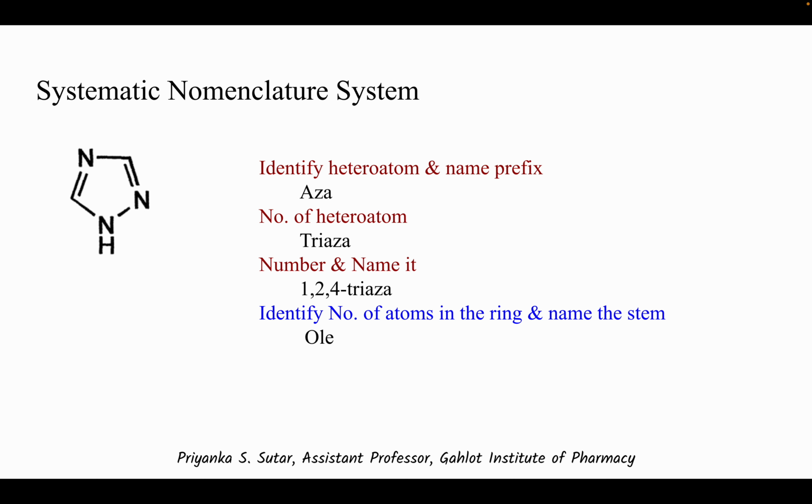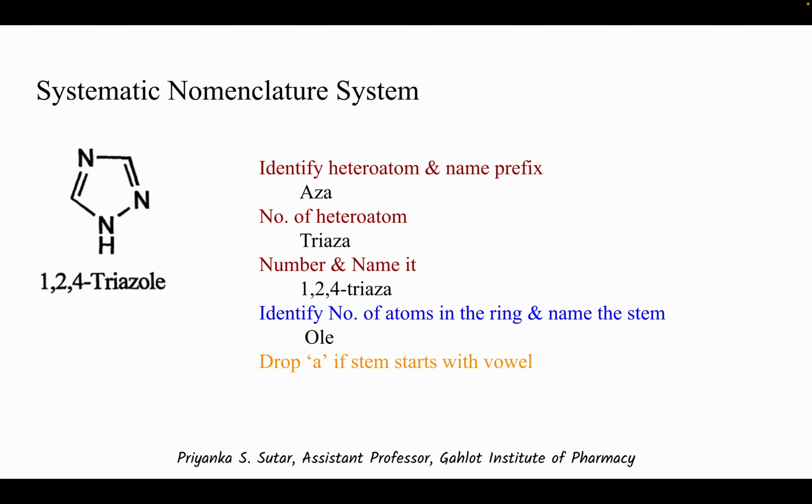Now you are done with the stem, you are done with the prefix. Now there is one rule remaining. Drop A if stem starts with vowel. Stem starts with the vowel O, then you will drop A, terminal A. So what will be the name? Now write down the name. What will be the name? Write complete name. It will be 1,2,4-triazole. So complete name will be 1,2,4-triazole.